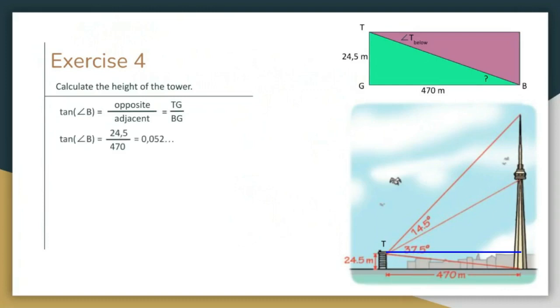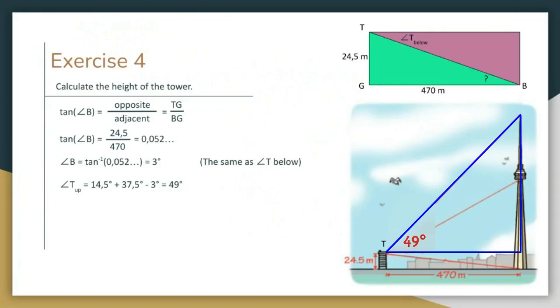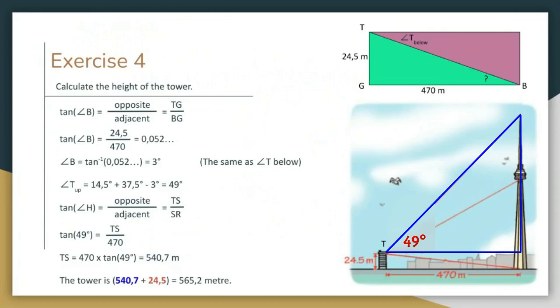Angle B is 3 degrees, which is equal to the angle at which Tim is seeing the base of the tower. Adding the 14.5 and the 73.5 without the 3 degrees means that Tim looks up by an angle of 49 degrees. Using the tangent again, we can calculate that the tower is 540.7 meters taller than Tim's building. So the radio tower is 540.7 plus 24.5, which is equal to 565.2 meters.